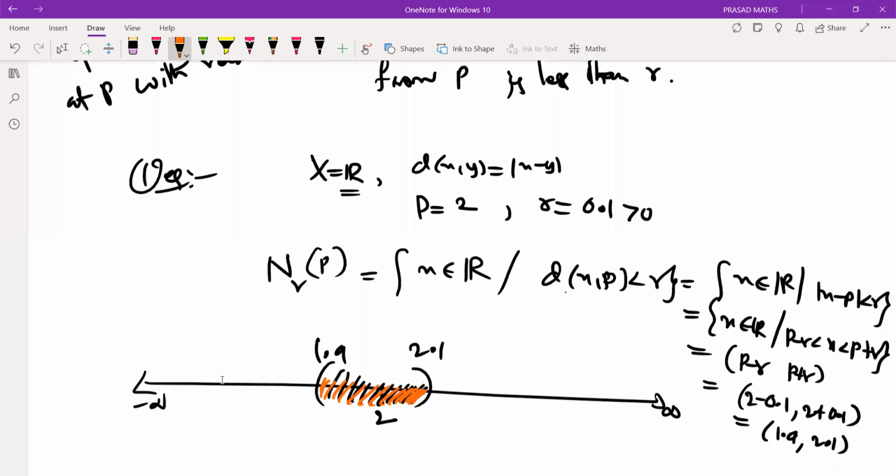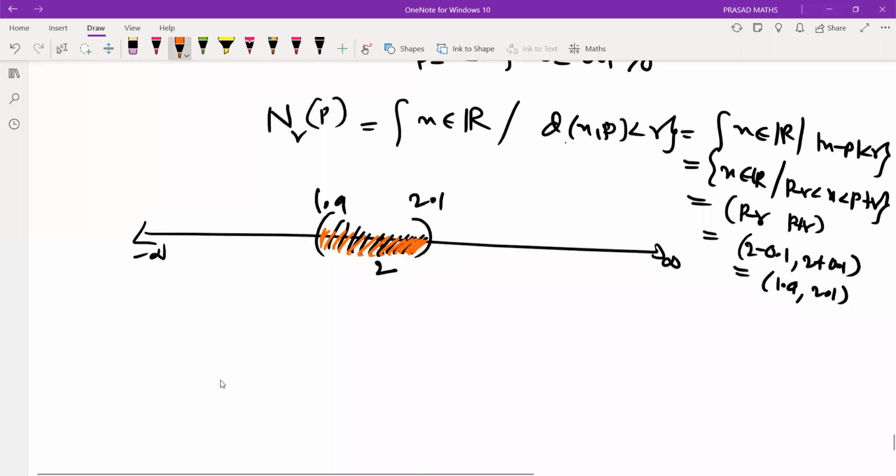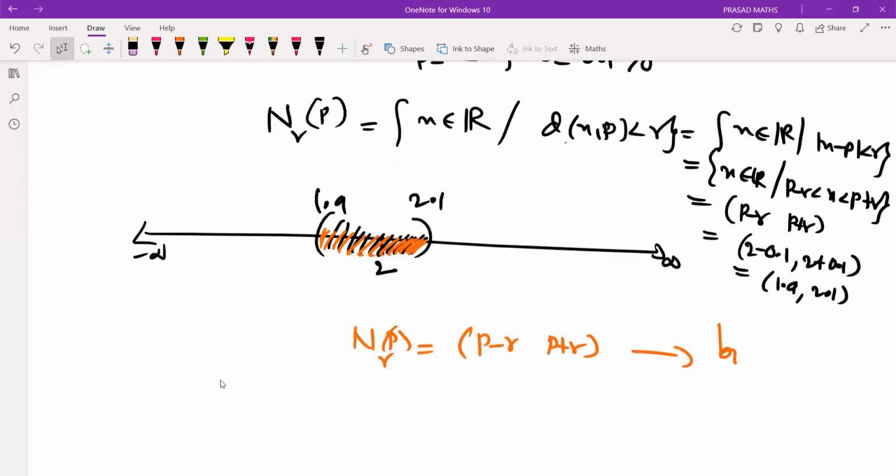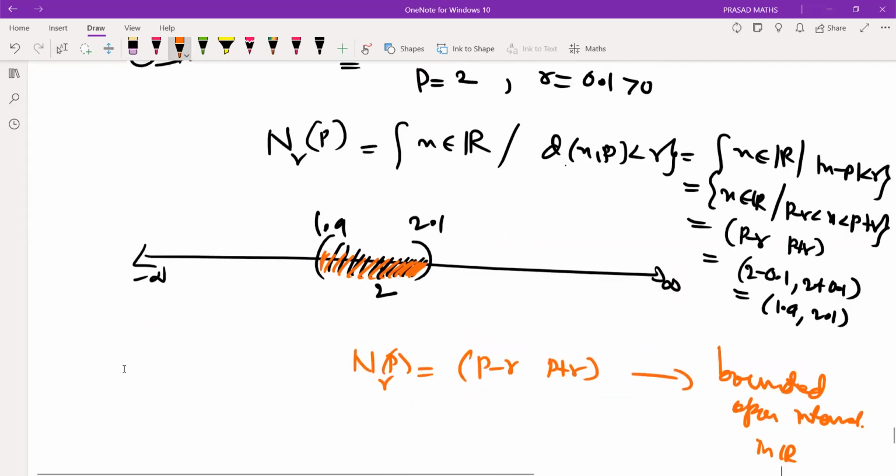So what you observe in general is that the neighborhood of P with radius r in R is exactly the bounded open interval P minus r to P plus r. Understand? In the real line R, any neighborhood is always bounded, because the lower bound is P minus r and the upper bound is P plus r. So the neighborhood is bounded in R. This is about the neighborhood of a point with radius r.